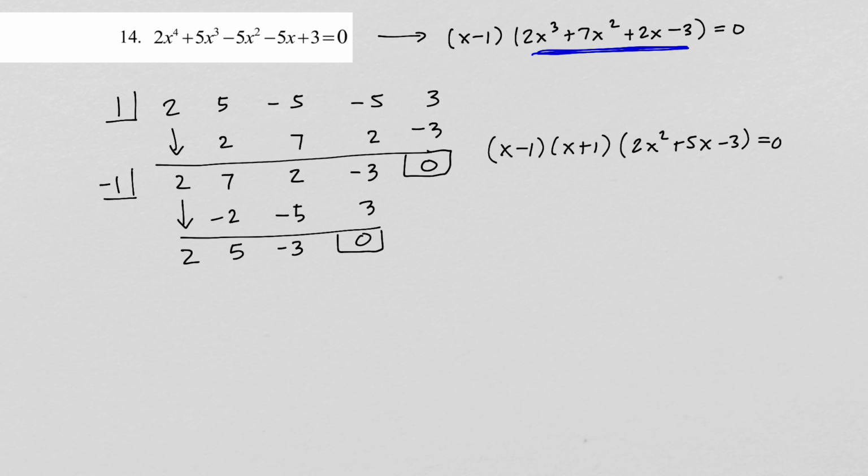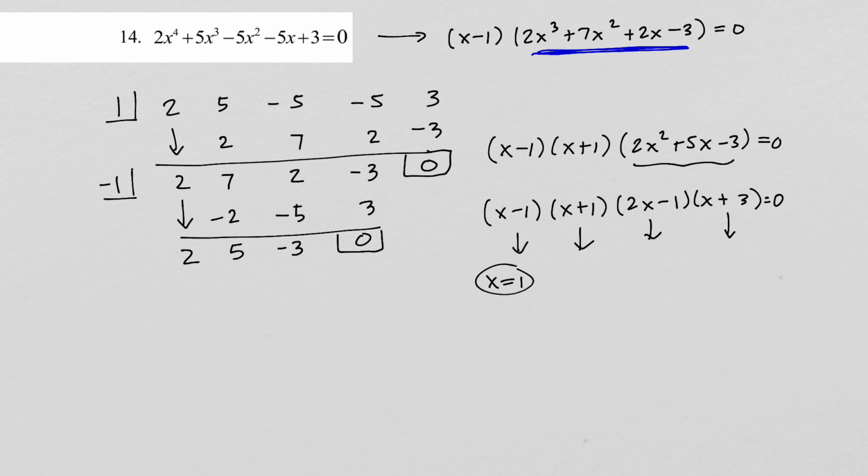And we could find the final solutions by simply factoring this polynomial here. And you can use a magic X to do that if you like. I'm just going to go ahead and put down the factorization here. But if you factor that one, you should find that it's 2x minus 1 multiplied by x plus 3. So setting all of these equal to 0, you're going to find that your solutions are x equals 1, x equals -1, x equals 1/2, and x equals -3.